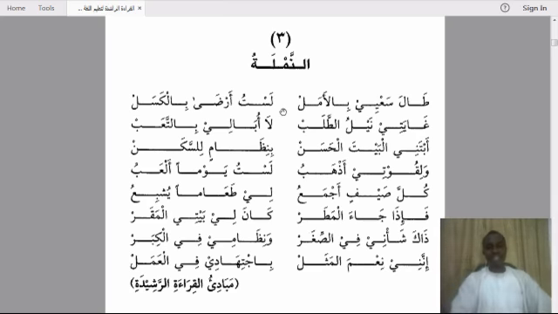Very cool song. Now let's explain. I would like us to just use one lesson to go through it, for it's a very short and simple one. So inshallah we'll just break it up in one lesson.